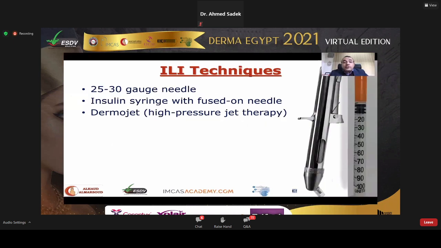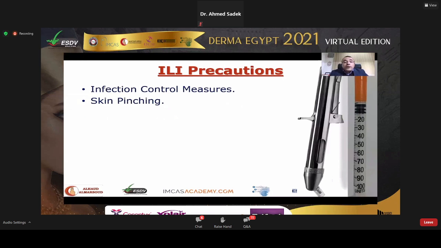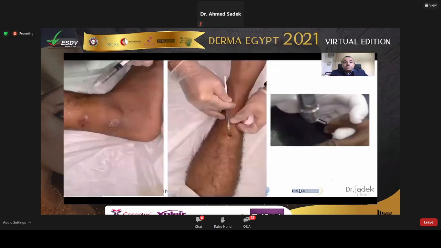When we go for the injection techniques, we can go for an insulin syringe or for the dermojet, which is high pressure jet therapy. But remember that the needle should be a Luer lock or a fused-on needle, as we see in the image, in order to resist the pressure that will be created with the skin, causing resistance for the injection itself with the syringe. For the precautions, we have to follow strict infection control measures for sure, and should go for skin pinching, especially when we are using the dermojet over areas with loose supporting connective tissue.